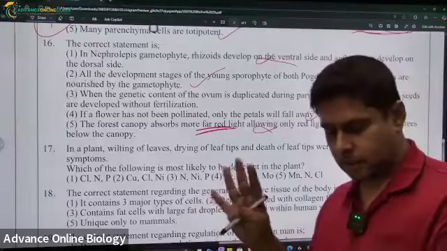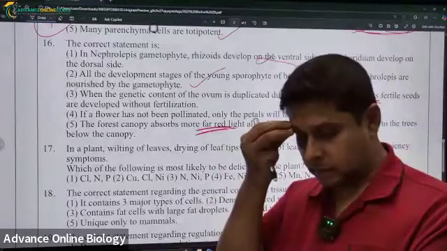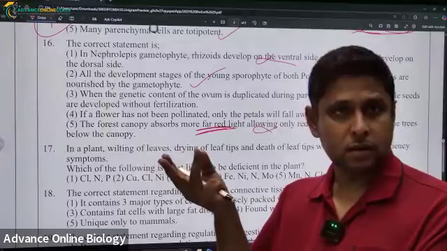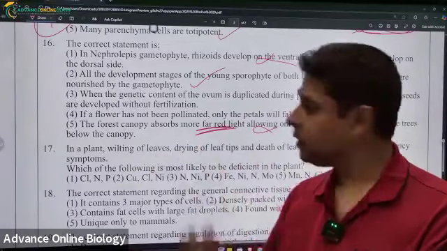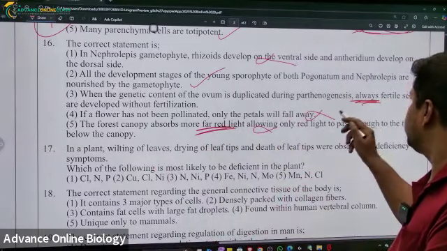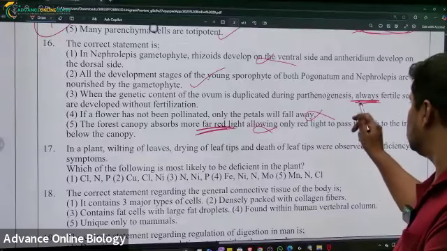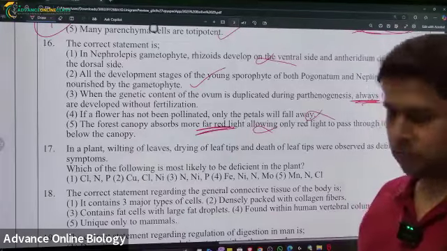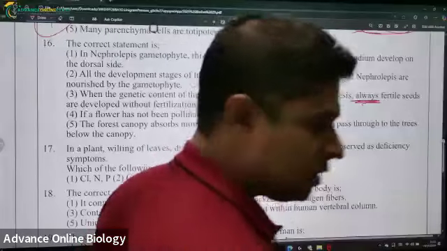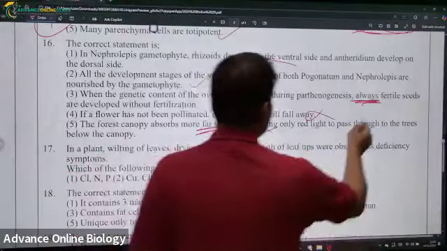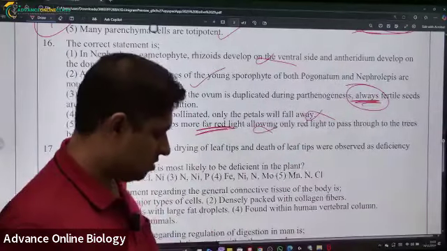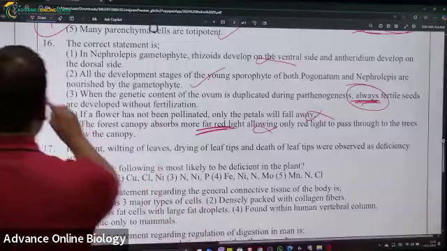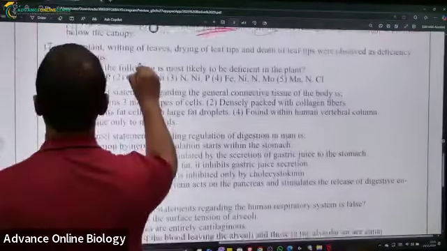Parthenogenesis can occur in three ways. The egg is produced by mitosis and hence diploid; or haploid, the ovum fuses with the polar nuclei, and then the genetic content of the egg duplicates. When the genetic content of the ovum is duplicated during parthenogenesis, always fertile seeds are developed without fertilization. I think this word always is introducing an issue here. We can't agree with that because it's not mentioned like that. Parthenogenesis can occur in three ways, but it doesn't fit. So I think I can settle with the second one as the answer. If you have any arguments, we'll see that.